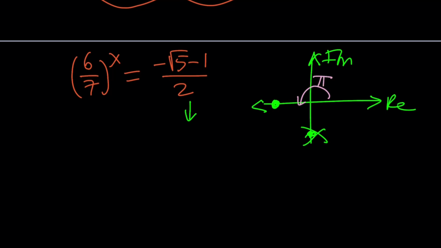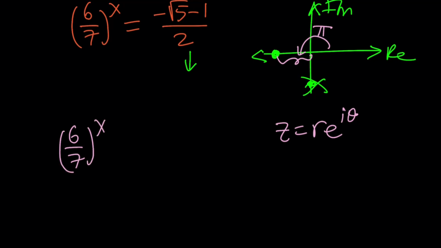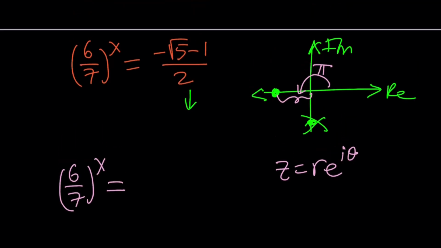Make sense? So how do you write a number in polar form? z can be written as r times e to the i theta. Theta is the angle, we know that, and r is the modulus. Since this number is negative, its modulus is going to be its absolute value, which is the opposite, obviously. So here's what we're going to do. We're going to write this as r, the absolute value of this number, times e to the power i times pi. That's going to be i pi.